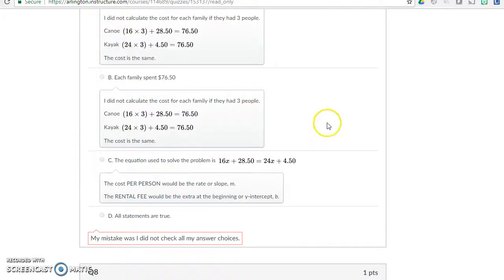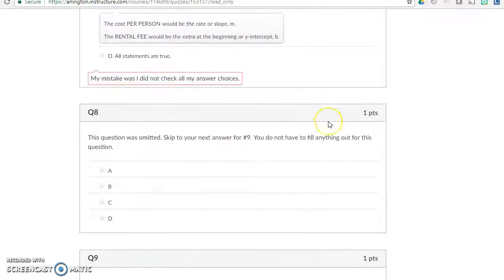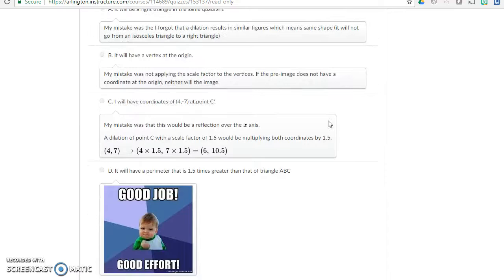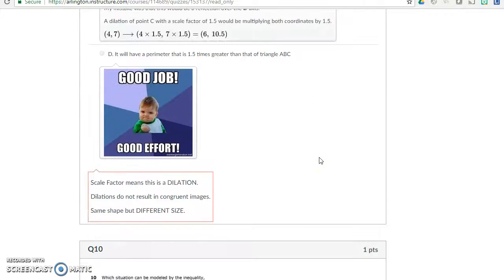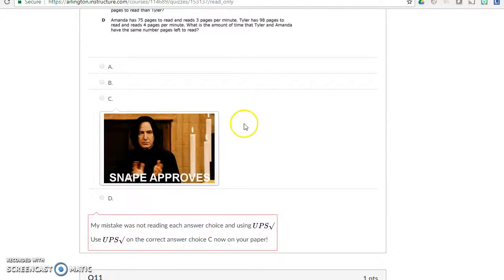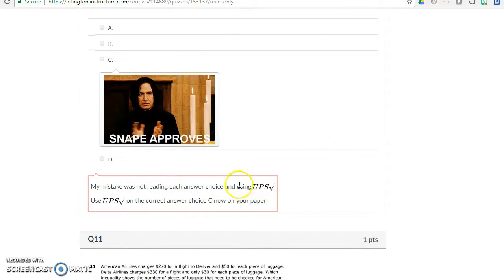You can see, again, the different tiered supports, mistakes, common misconceptions, as well as sometimes just reminding them of using UPS check. That's our understand, plan, solve, and check your answer, a problem solving process that we use as a team.